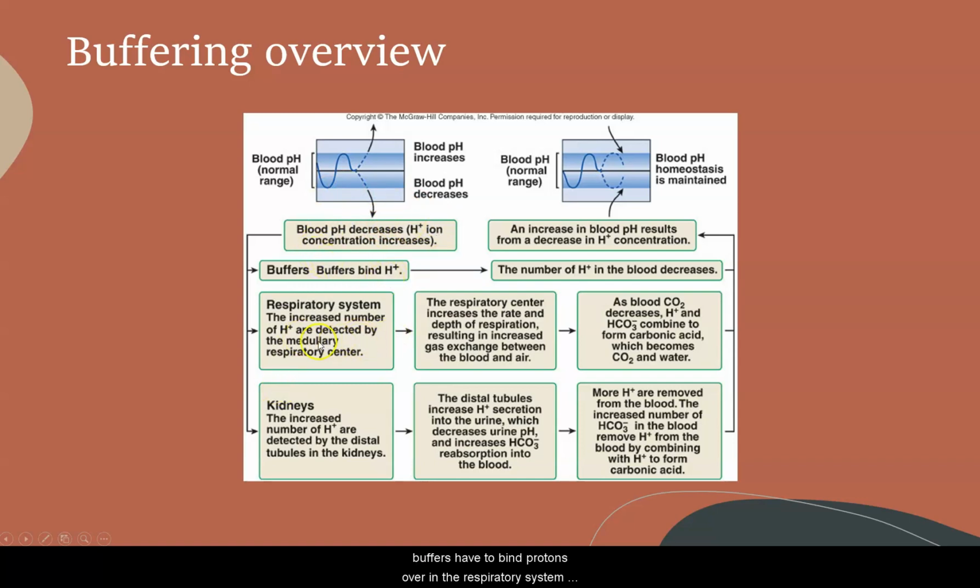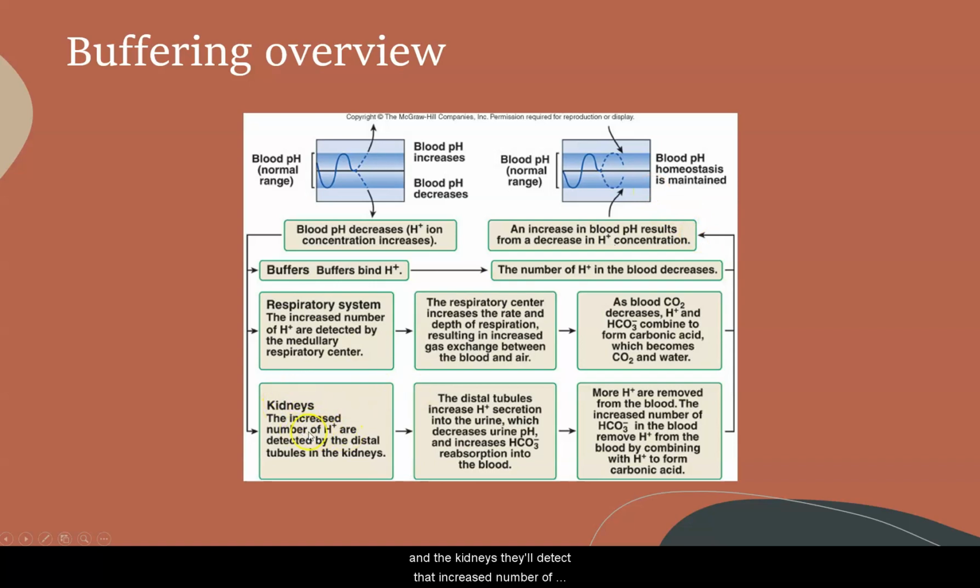For the respiratory system, the increased number of protons gets detected by the medullary respiratory center. It increases your rate and depth of respiration, that means we need to increase gas exchange. And as blood carbon dioxide decreases because we are breathing a lot more, right? We're getting that carbon dioxide out of our bodies. Protons and bicarbonate will combine to form carbonic acid, which becomes CO2 and water. And that will eventually decrease the concentration of protons, which will increase your pH.